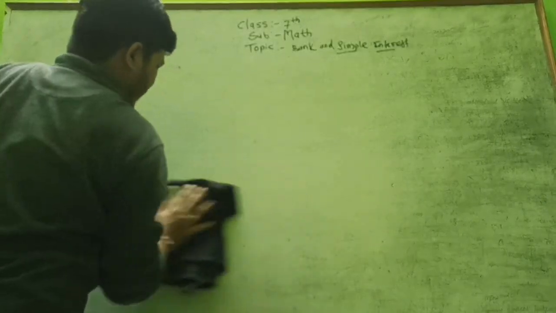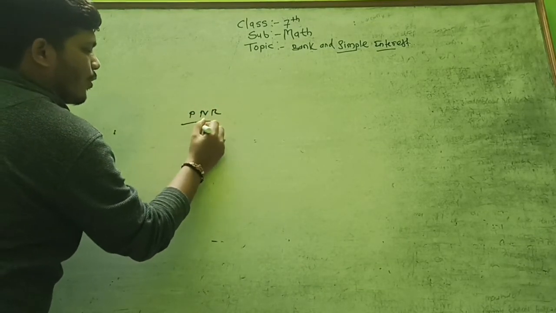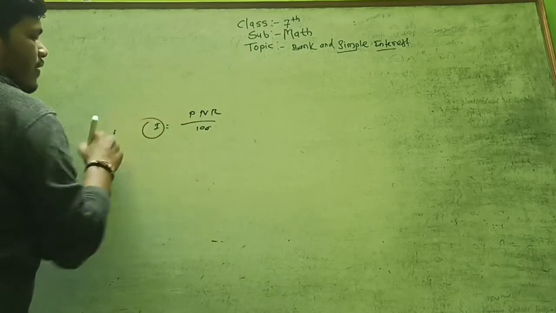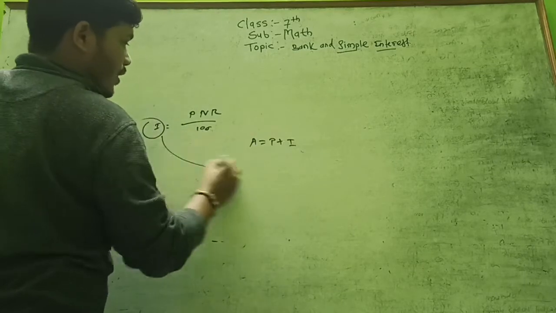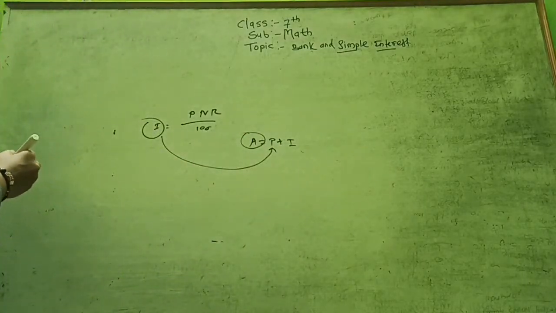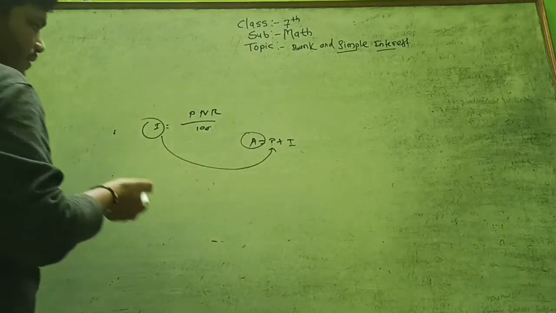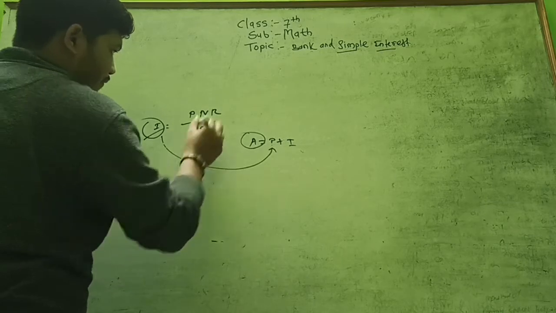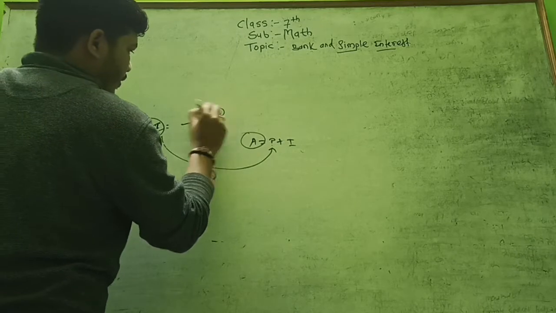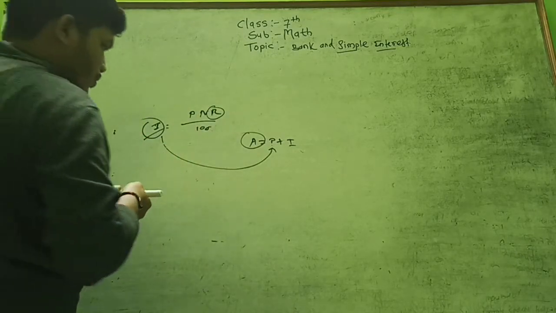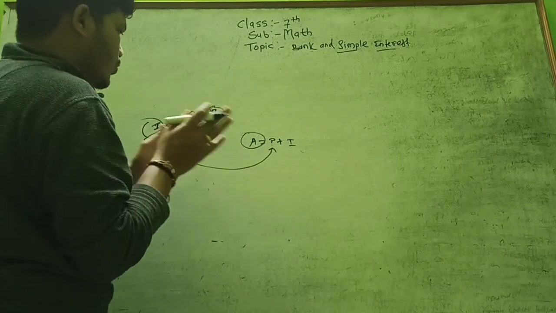All these problems depend on one simple formula, PNR upon 100, which is the interest. Whenever the amount is asked, we just have to add this interest to the principal and we get the total amount. In a certain problem the interest is given and we have to find the rate of interest. In some problems they also ask for the time period for which a person deposited the amount in the bank.